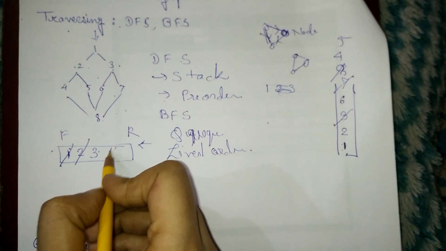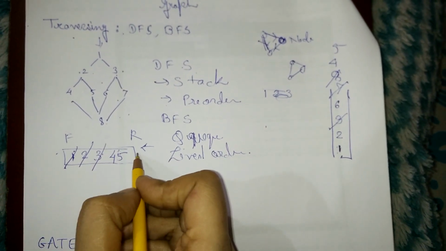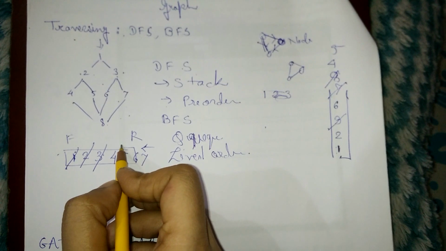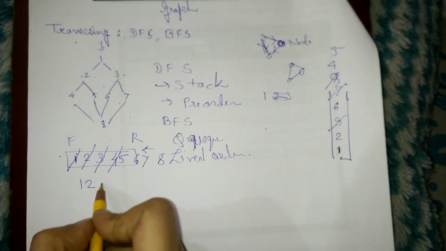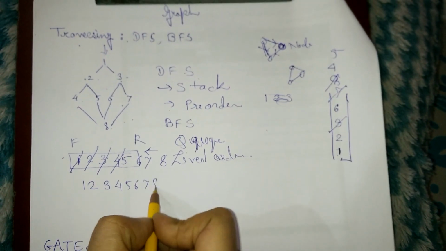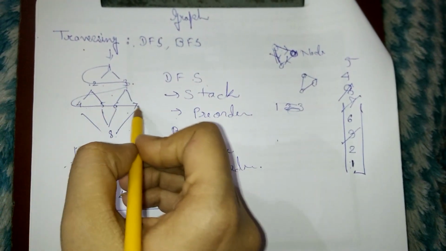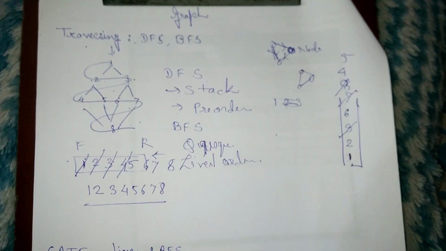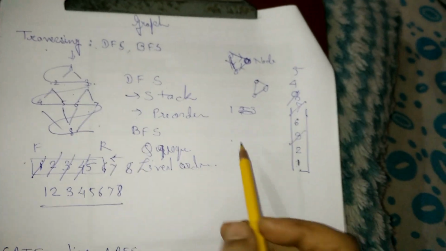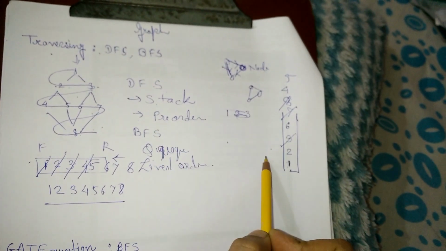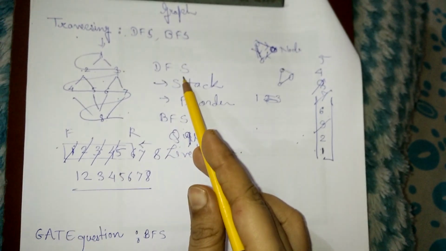When I remove 2, the neighbors of 2, that is 4 and 5, will be inserted. When I remove 3, the neighbors of 3, that is 6 and 7, will be inserted. When I remove 4, the neighbor of 4, that is 8, will be inserted. So the sequence we got is 1, 2, 3, 4, 5, 6, 7, 8, which is a level order. Level 1, then level 2, then level 3, and lastly level 4. That's why in breadth first search the output we get is level order, whereas the output we get in DFS is pre-order. So this is how BFS and DFS differ.